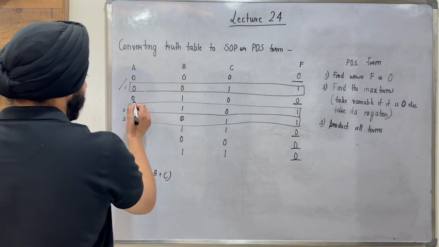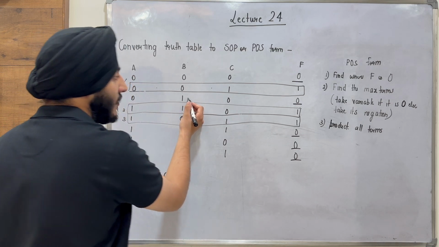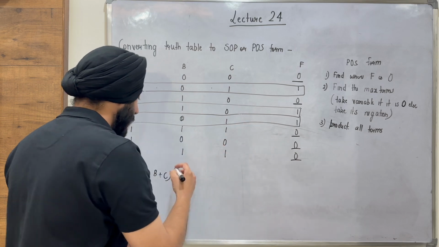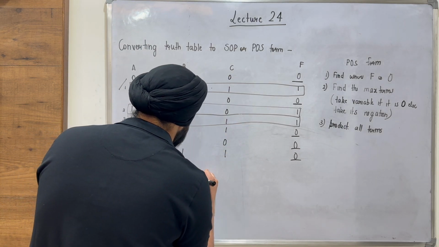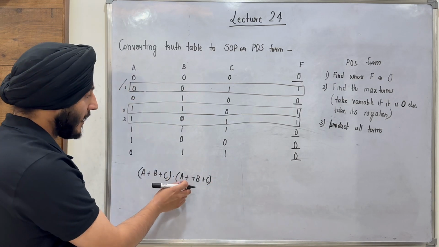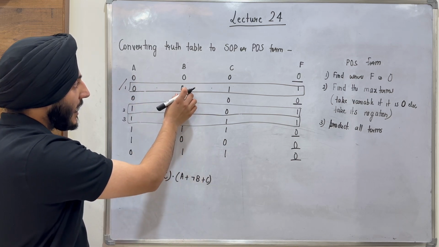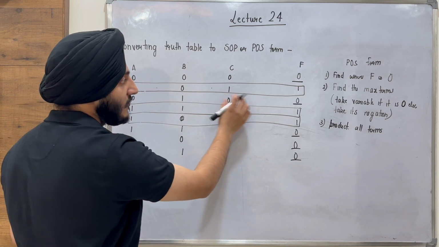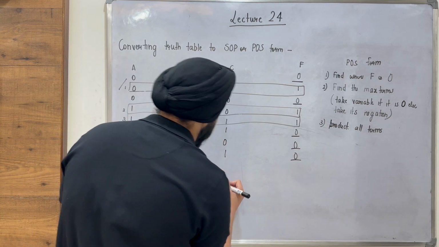Second, I have a 0, but in this case b is 1, right? So I need to take the negation of b in order for the final result to be 0. So what I do is a plus negation of b plus c. Think about it, right? A is 0, so I don't take any negation. B, I take the negation because it is 1 in this case. And C, since it's already 0, I don't have to worry about it either, right? This is the second term.